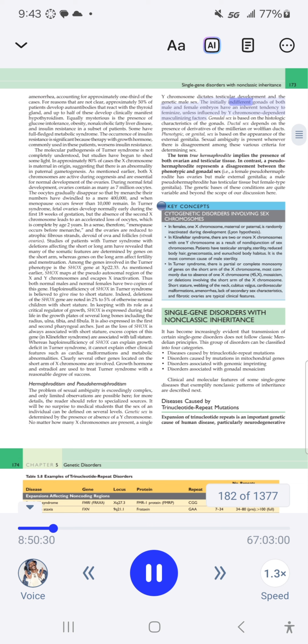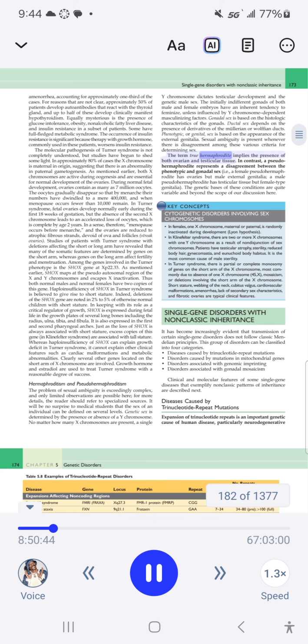The initially indifferent gonads of both male and female embryos have an inherent tendency to feminize, unless influenced by Y chromosome-dependent masculinizing factors. Gonadal sex is based on the histologic characteristics of the gonads. Ductal sex depends on the presence of derivatives of the Müllerian or Wolffian ducts. Phenotypic, or genital, sex is based on the appearance of the external genitalia. Sexual ambiguity is present whenever there is disagreement among these various criteria for determining sex.